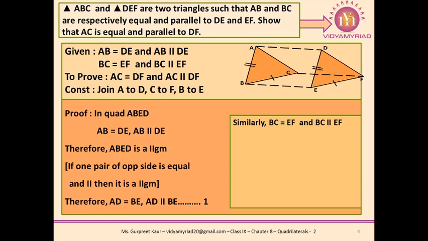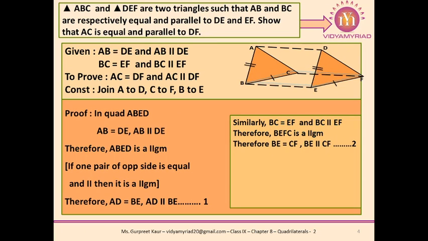Now similarly you have BC equal to EF and BC parallel to EF. It is already given to you. That means BEFC is also a parallelogram. So therefore we can say that BE will be equal to CF and BE will be parallel to CF, as equation number 2. Now in both equation 1 and equation 2, you have BE common.